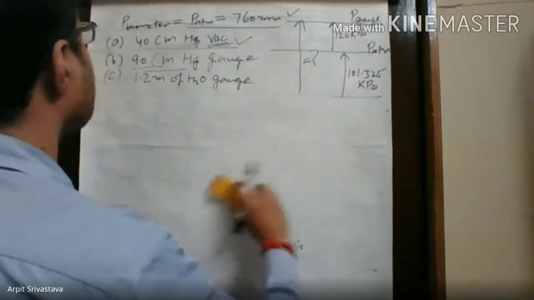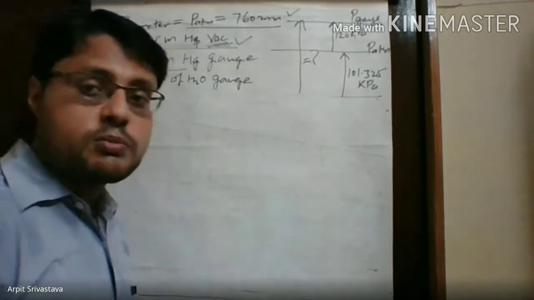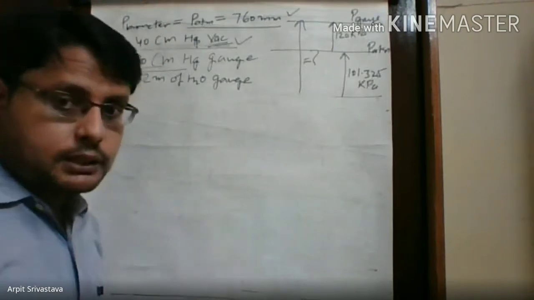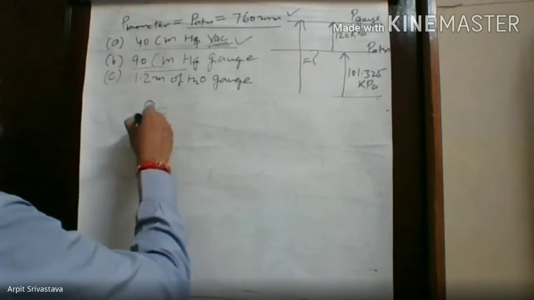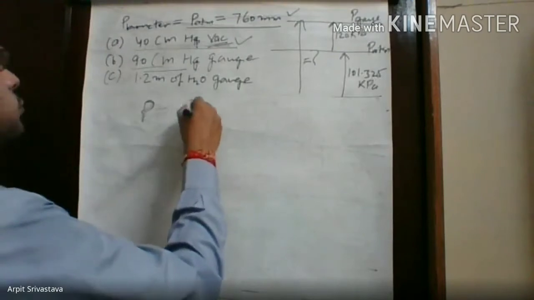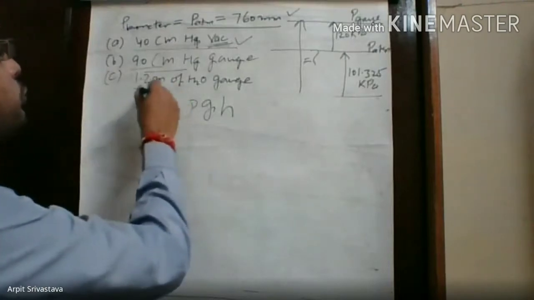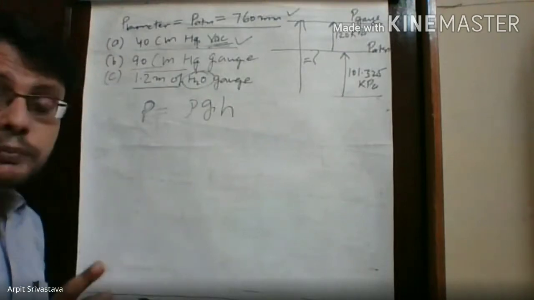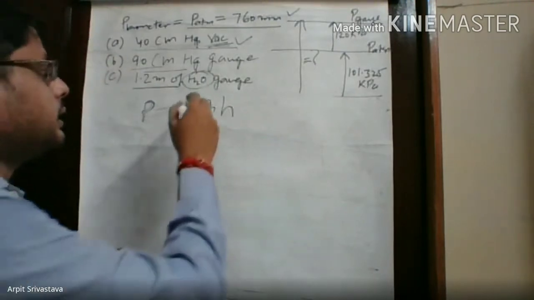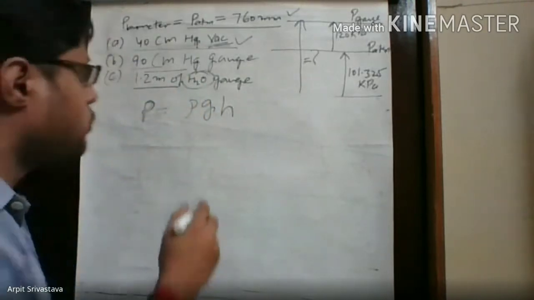What is the third part? We have to calculate, firstly, we have to convert 1.2 meter of H2O gauge pressure into kilopascal. Okay, so again we use this expression like the first part and second part, that is P equals rho g h. But now in this part 1.2 meter is given with respect to H2O. So we have to consider the density of water for calculation.